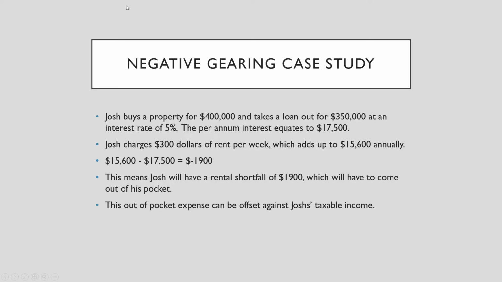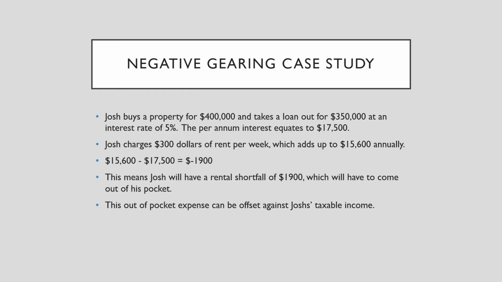So we've got a case study here. Josh buys a property for $400,000 and takes a loan out for $350,000 at an interest rate of 5%, which is high now with interest rates going lower, but yes, it's a relatively normal interest rate, I guess. The per annum interest equates to $17,500. This does not include any maintenance fees or real estate fees.